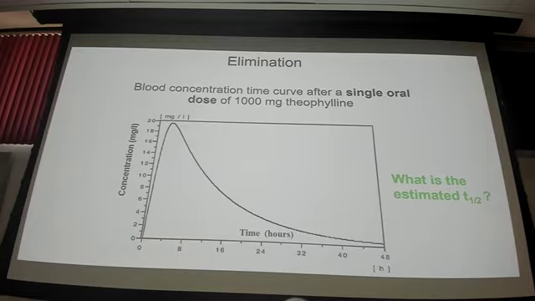So if we look at a single oral dose of 1,000 milligrams of theophylline, this is used to treat asthma and COPD. We see time on the x-axis, concentration of the drug in the blood on the y-axis. We see after 48 hours, the drug is pretty essentially gone from the body.